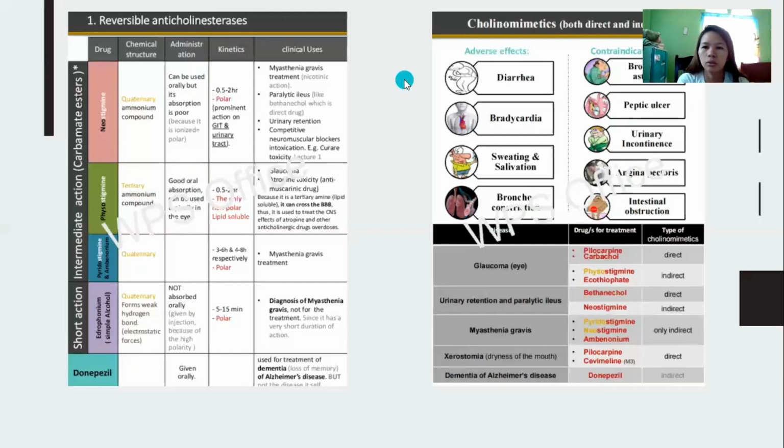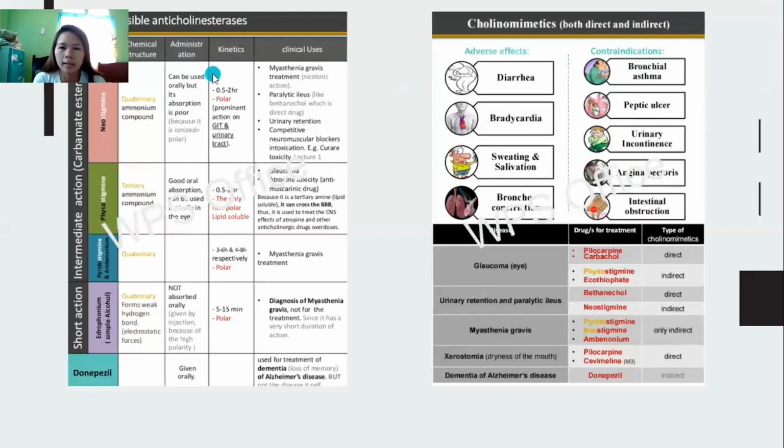So we will go to cholinomimetics, both direct and indirect. These are the adverse effects and contraindications. Adverse effects: diarrhea, bradycardia, sweating, salivation, and lastly bronchoconstriction. The contraindications are bronchial asthma, peptic ulcer, urinary incontinence, angina pectoris, and intestinal obstruction.